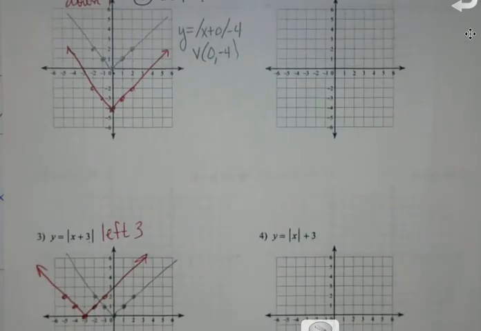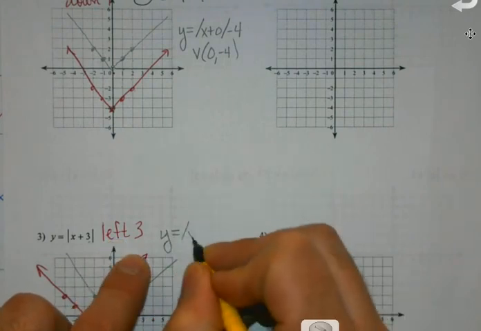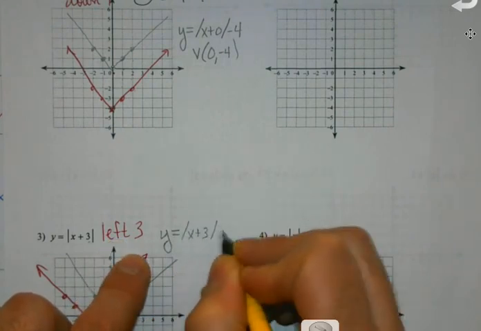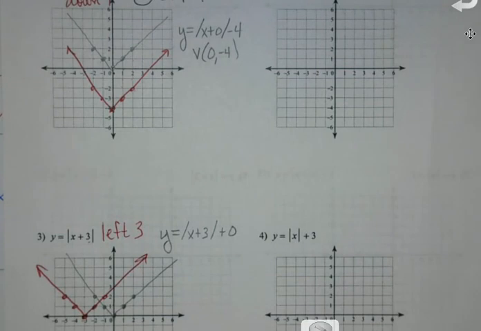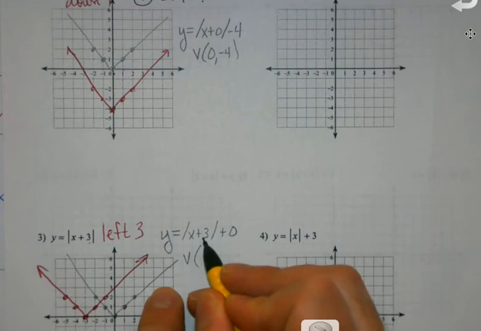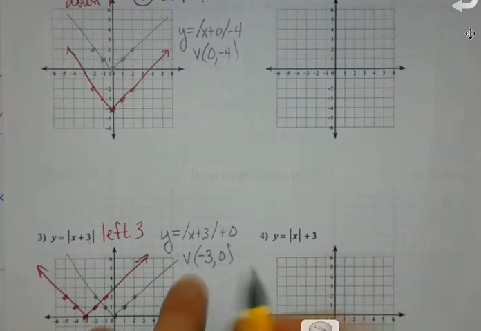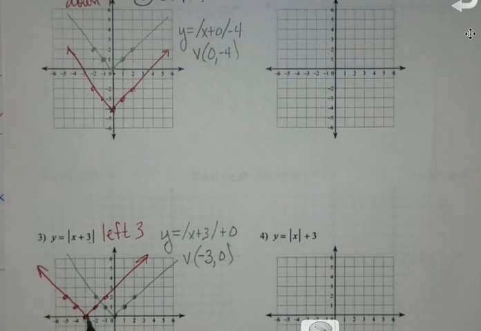Similar down in 3. If I rewrote it, it'd be x plus 3, but the 0 would be on the end because I already have the number inside. My vertex is always switch the number in the absolute value, keep the number on the outside. -3, 0 is right here. So I have it.